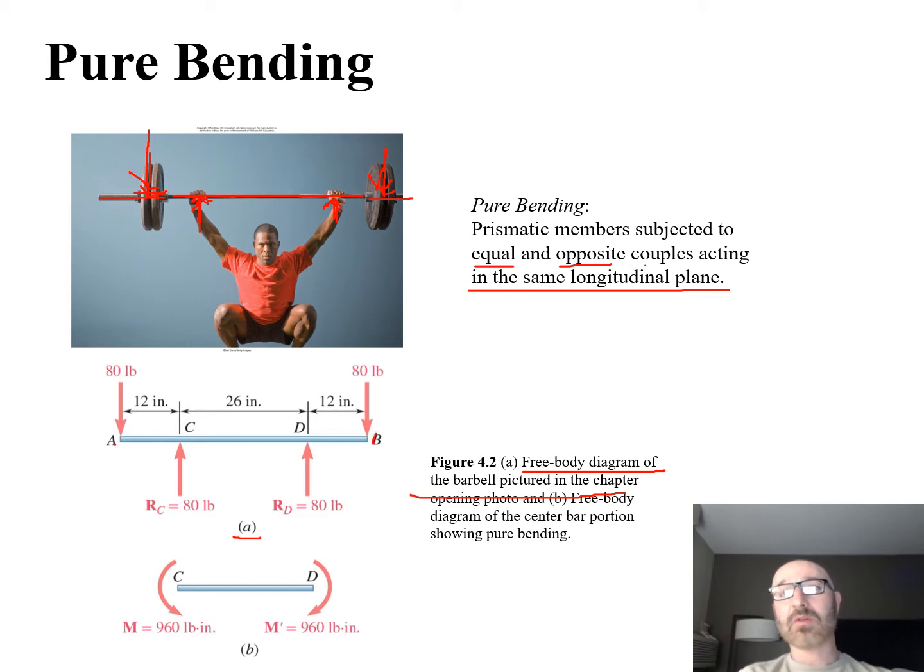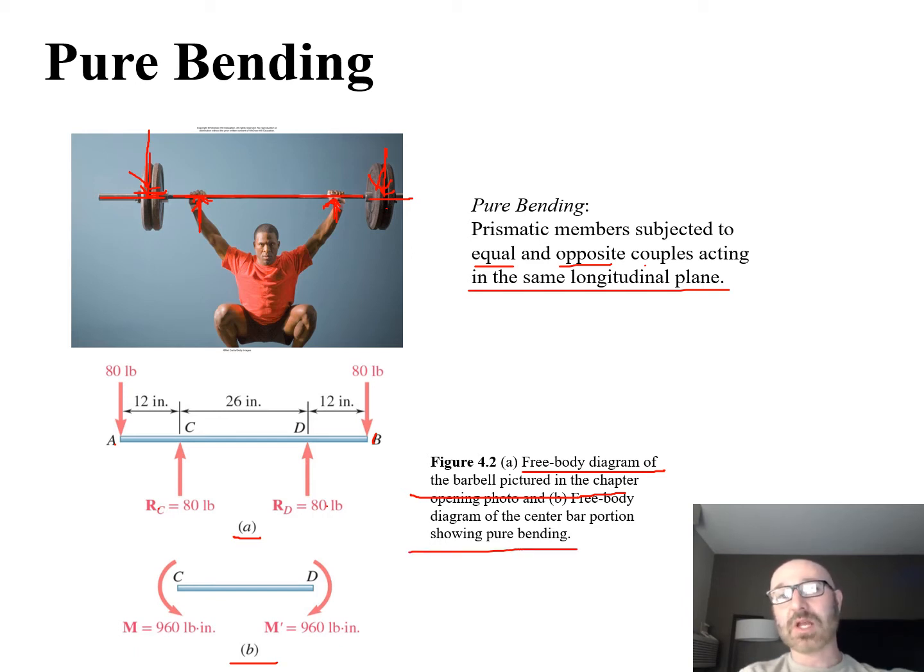A and B are the two loads from the plates. C and D are the reactionary loads where the lifter is holding it up, which puts that bar into a bending moment, 4-point bending. So we can see down here we have a part B. We have a free body diagram of the center bar portion showing pure bending.